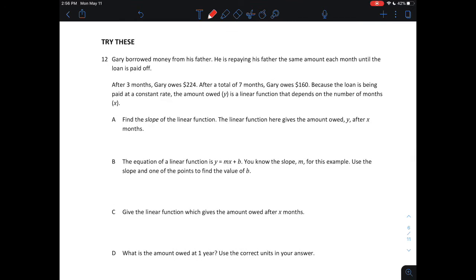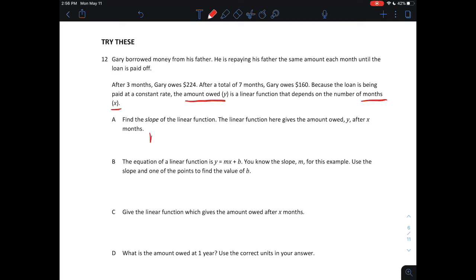Number 12. Gary borrowed money from his father. He is repaying his father the same amount each month until the loan is paid off. After 3 months, Gary owes $224. After a total of 7 months, Gary owes $160. Because the loan is being paid at a constant rate, the amount owed, which they are calling y, is a linear function that depends on the number of months x. So amount owed is y and months is x. Part A, find the slope of the linear function. The linear function here gives the amount owed y after x months.